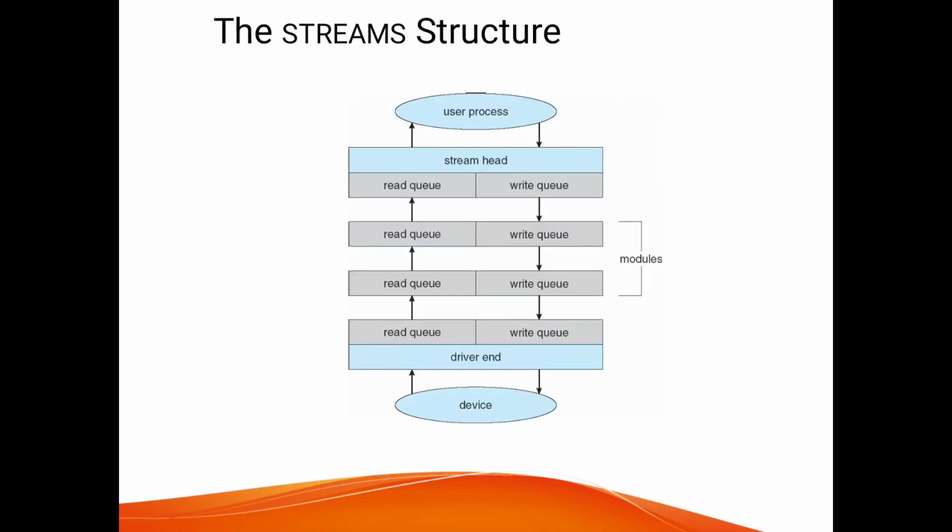In the stream structure, in the user process, the stream head has the read queue and the write queue. In the stream head, the process's request goes to the write queue. Afterwards comes completion of the write operation. The device is then ready to perform the read operation, and that makes a read.